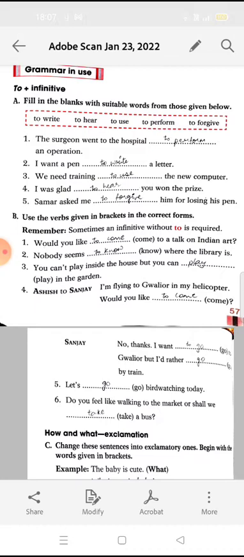I was glad dash you won the prize. Only when I heard that you won the prize, I was glad. So, I was glad to hear you won the prize. Summer asked me dash him for losing his pen. Oh, I lost Summer's pen, so I must go and say sorry to him. So Summer asked me to forgive him. Summer had lost my pen, so now he's asking me to forgive him, not to scold him. I'm sorry, children, it was Summer who had lost the pen.